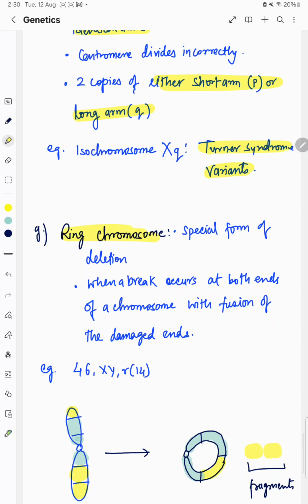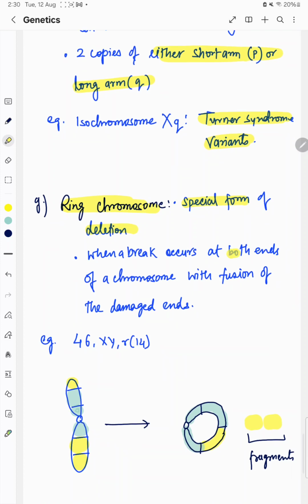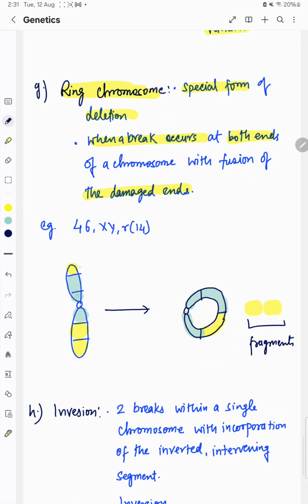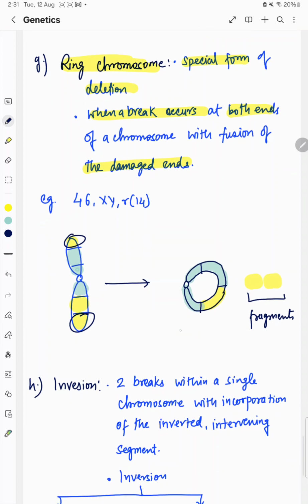Ring chromosome. This is a special form of deletion in which breaks occur at both ends of a chromosome, with a fusion of the damaged ends. Like in this example, breaks occur at the ends, followed by the fusion and formation of the ring chromosome.